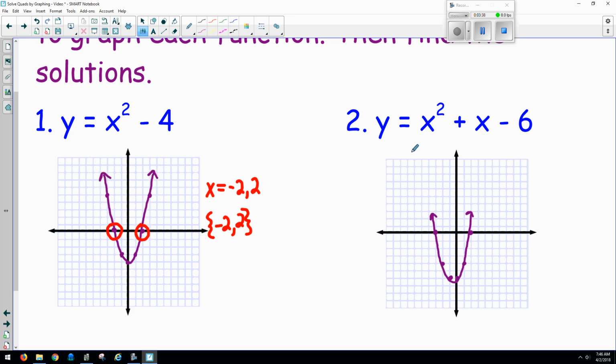And to solve it, again, we're just going to look to see where it crosses the x-axis. So that's going to be at negative 3 and 2. So our solution here is going to be negative 3 and 2. And there's another way to find what these values are because sometimes they don't end up on integers like they did in these two examples.